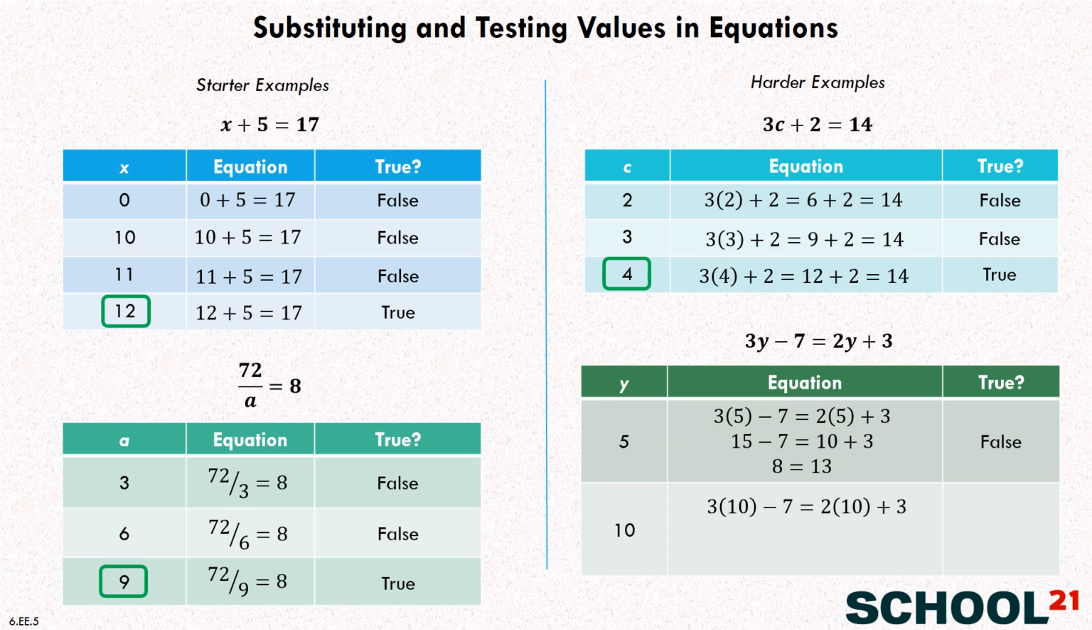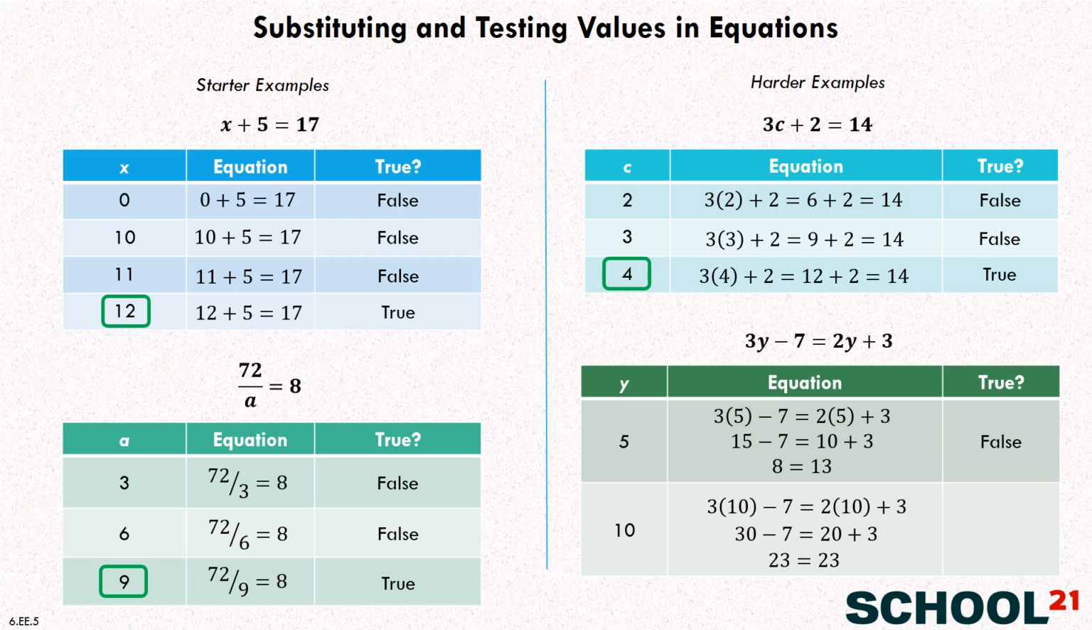Now, we're going to simplify the left side and the right side. So what should we write on the next row? 30 minus 7 equals 20 plus 3. Very good. Like that? Yes. Okay. Now, what's 30 minus 7? 23. And what's 20 plus 3? 23. So we have 23 equals 23.